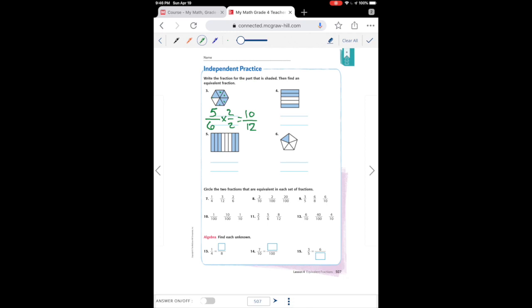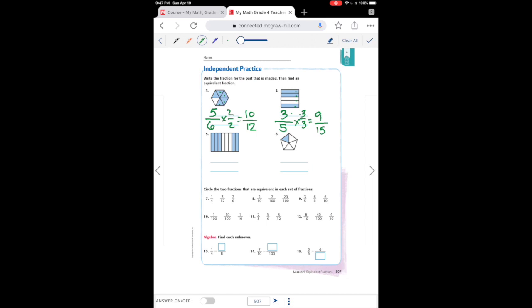Now we need to first figure out the fraction for number 4. Let's figure out how many pieces are colored in. 3, so that's my numerator on top. And there are 1, 2, 3, 4, 5 pieces total, which is my denominator. Now we need to find an equivalent fraction, so I just need to multiply. Let's multiply by 3 this time. 3 times 3 is 9. 5 times 3 is 15. So 9/15. It's kind of a hard one to say, 15ths. Again, if you multiplied by different numbers, that's okay. Your answer might be different.